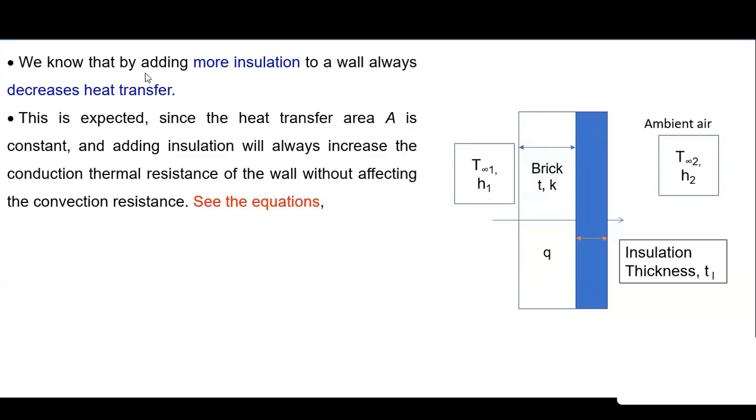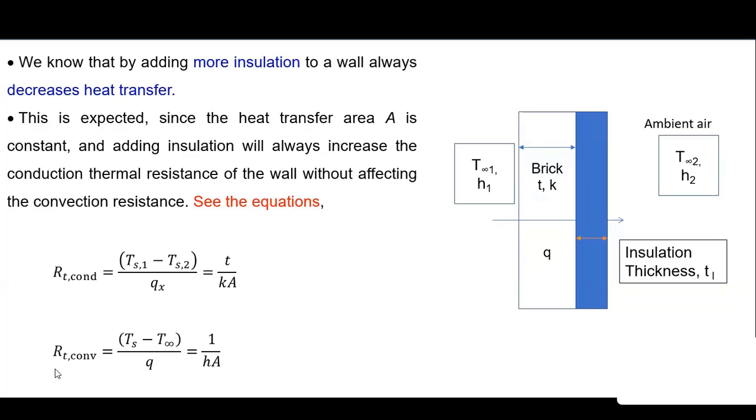When we are adding insulation, normally the aim is to reduce the heat transfer. If a simple wall is there and we add insulation, it always results in a reduction in the rate of heat transfer. The reason is that when we add insulation, the thickness increases, and because of the increase in thickness, the conduction resistance increases. Now let us talk about the convective resistance. There is no change in the value of the heat transfer coefficient. There is no change in the value of area if it is a plain wall, and that's why there is no change in the value of convective resistance.